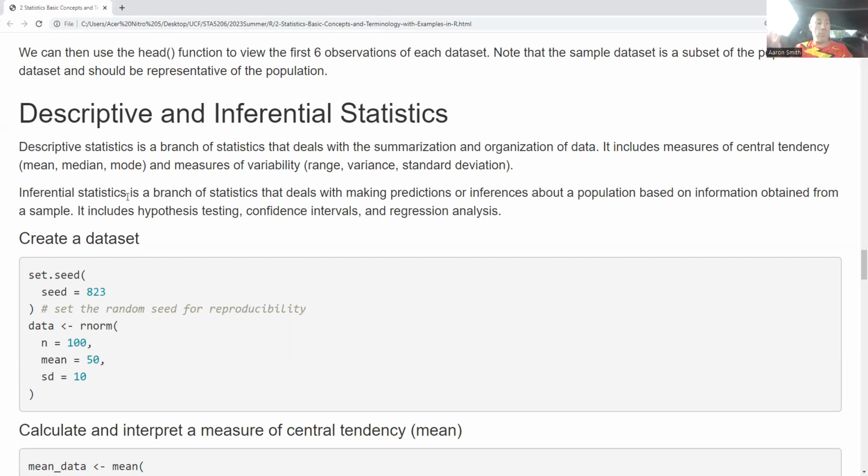So let's build a data set and run through an example. I'm using set.seed to set it up so that I can reproduce my data set later down the road. When we use random number generation, I use the seed concept to be able to get the same data later down the road. And here I'm generating some normal random data. I have 100 observations with a population average of 50 and a standard deviation of 10.